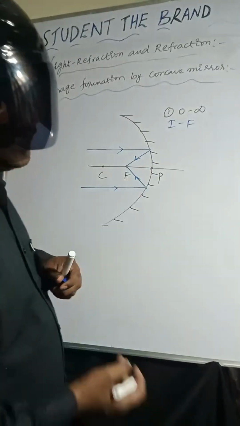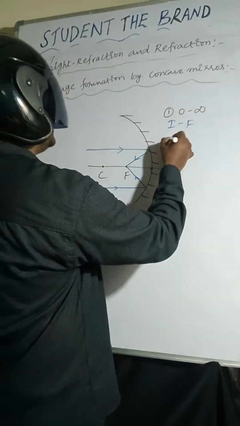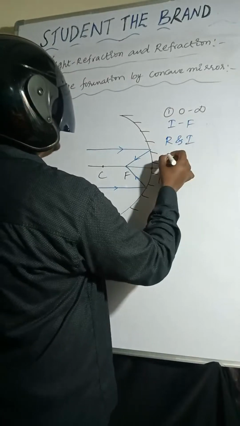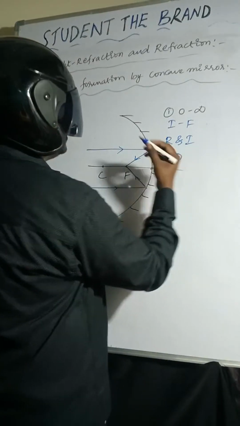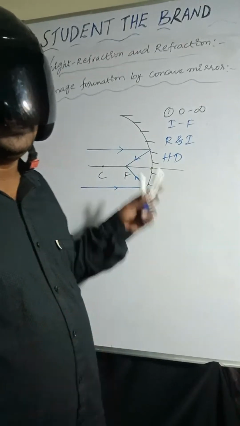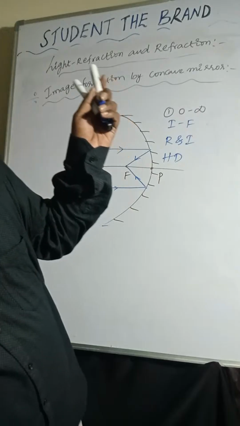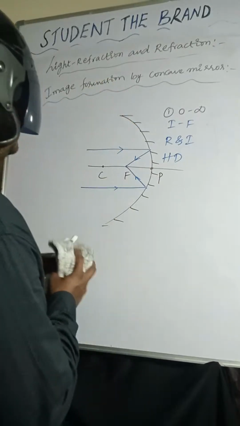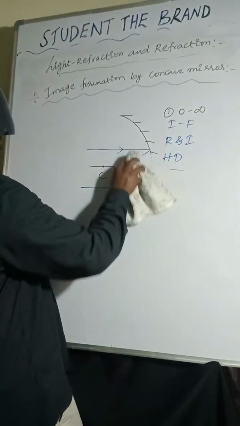Nature of the image is real and inverted, and size of the image is highly diminished. So a very small image is formed at focus. Right? Coming to the next one.